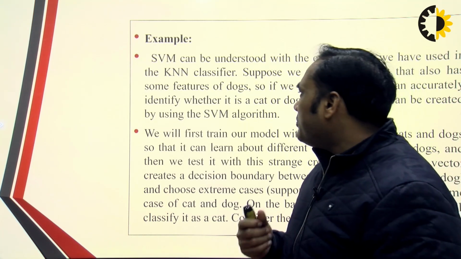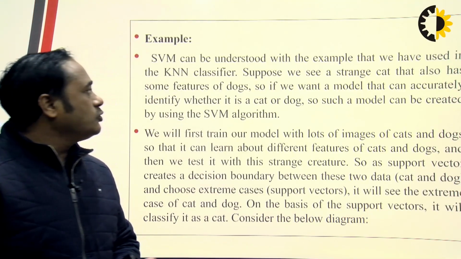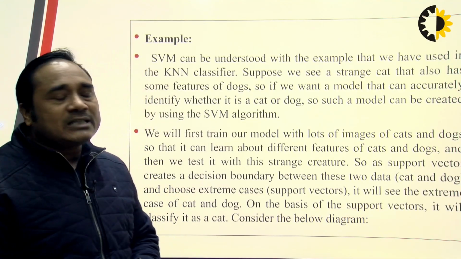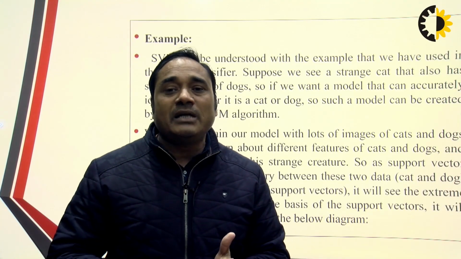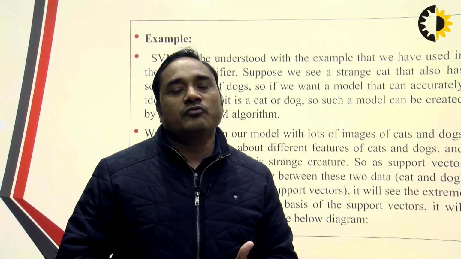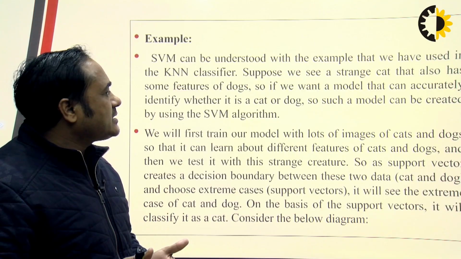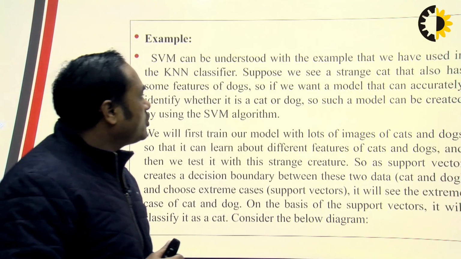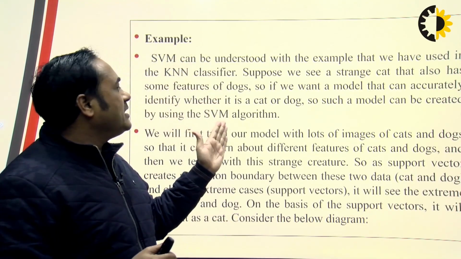What is an example of SVM? Support vector machine can be understood with the example that we used in KNN classification. Yes, we can use SVM for classification as well as regression. Suppose we see a strange cat that also has some features of a dog. If we want a model that can accurately identify whether it is a cat or a dog.